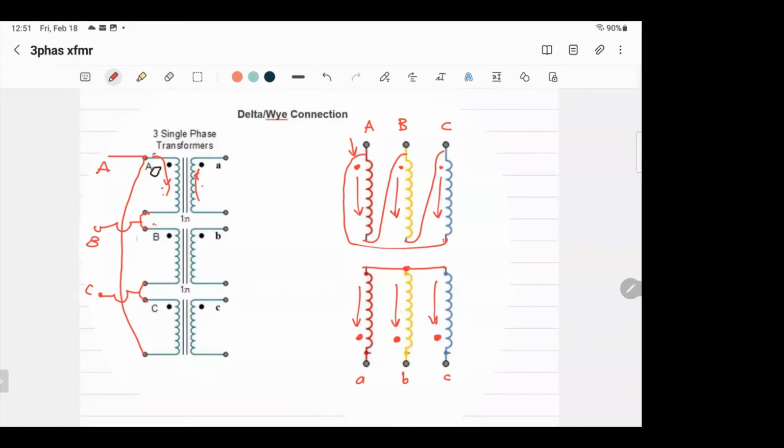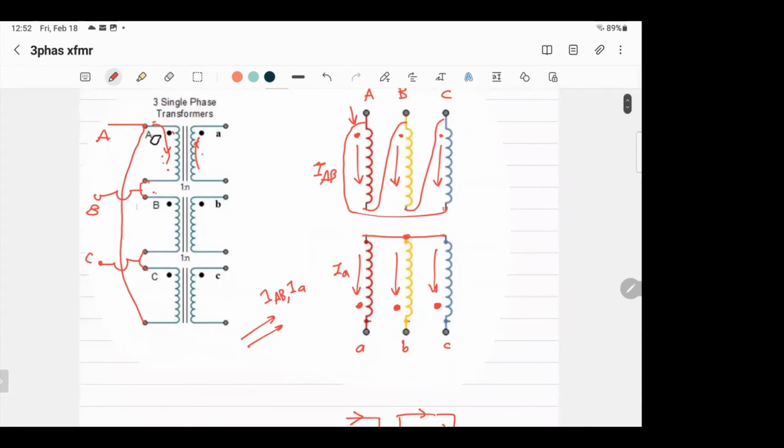Here, the current going in this coil, very important. If you call this IAB, why do I call this IA in delta? Because the current comes from A and goes to B, and that's what I call IA, current in phase A. So IA and IAB are parallel, they are in phase. So I make it like that. Different in magnitude, but they are in phase.